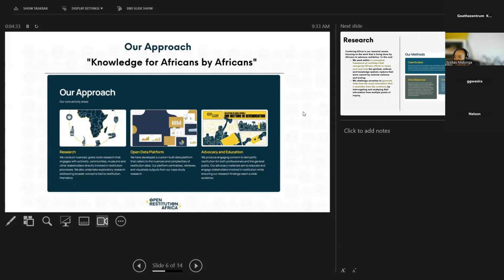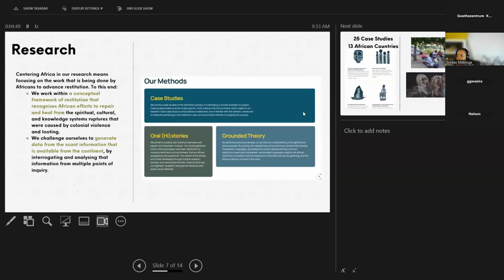And so we have the research that we have done, and our methodology is usually using case studies. The open data platform is going to go live later this year, early next year, and we do quite a bit of advocacy. If I could just give a little bit of what our methodology is like, we're working with a conceptual framework of restitution that recognizes African efforts to repair and heal from the spiritual, cultural, and knowledge system ruptures that were caused by colonial violence and looting. And so we are challenging ourselves to generate data from the scant information that is available from the continent by interrogating and analyzing this information from multiple points of inquiry.